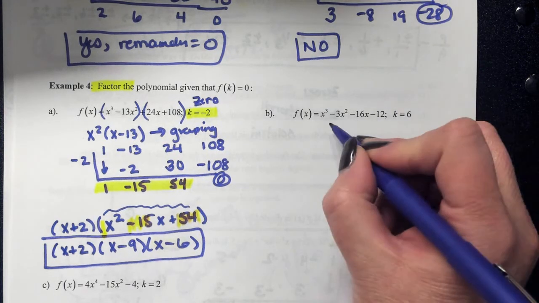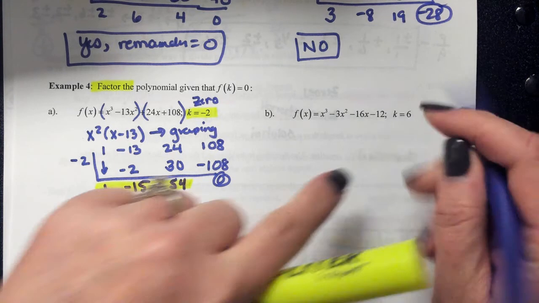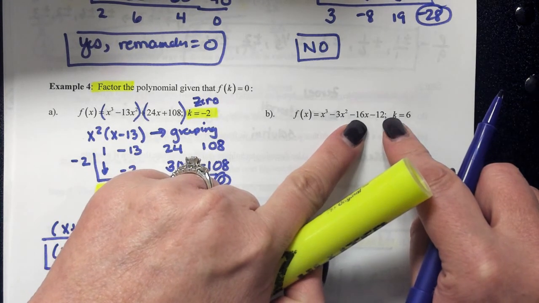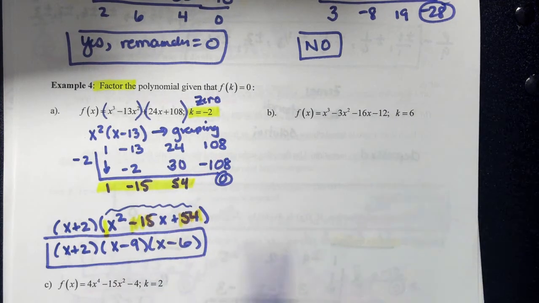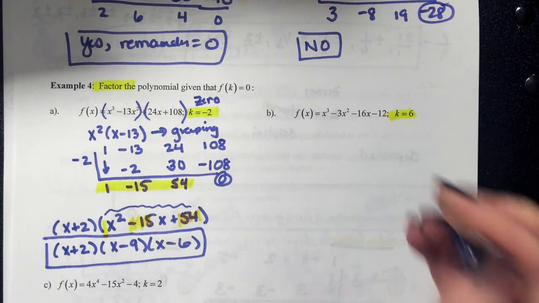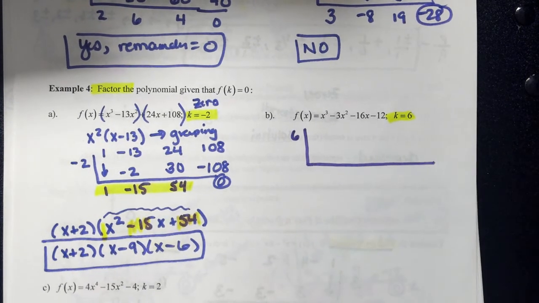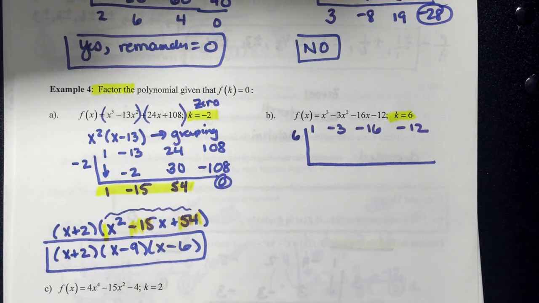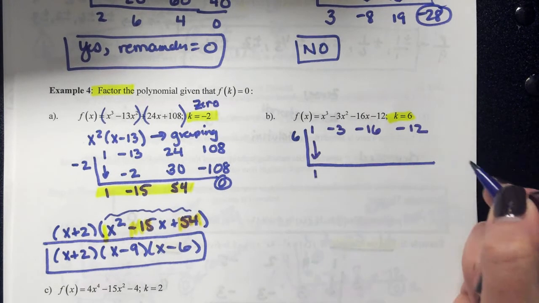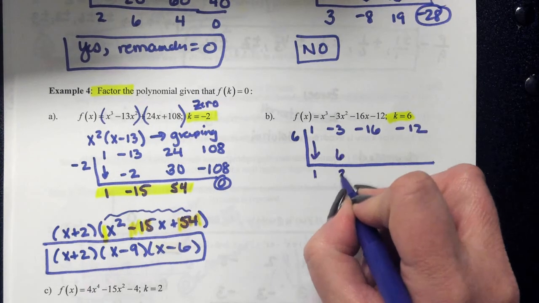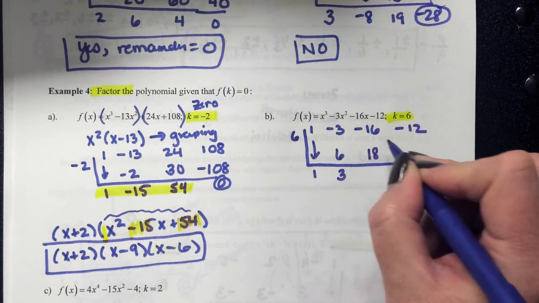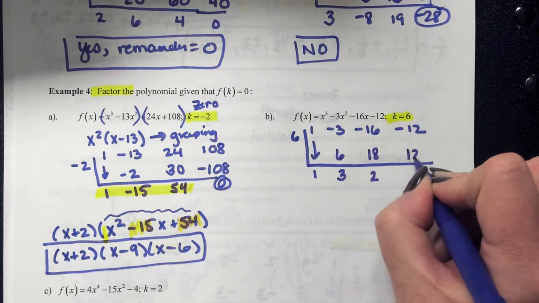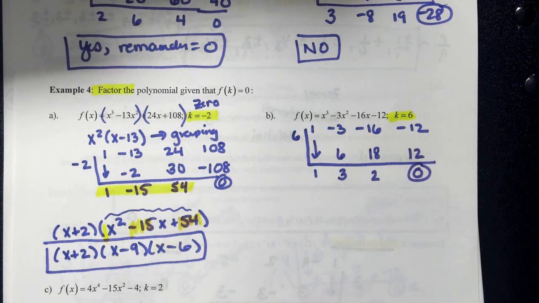Again, just looking at this, I know grouping wasn't going to work. By grouping these last two terms together, I can't factor out a -16 and get a coefficient of 1. So I'm going to have to use the zero that they're giving me, a zero of 6. So I'm going to start synthetic division. Line up my coefficients, 1, -3, -16, -12. Bring down the 1, 6 times 1 is 6, -3 plus 6 is 3, 3 times 6 is 18, -16 plus 18 is 2, 6 times 2 is 12, and I get a remainder of 0. If you don't get a remainder of 0 and they give you a zero, you know you've done something wrong.